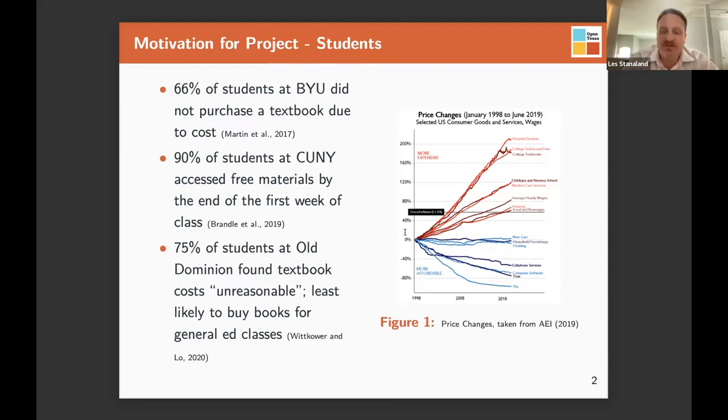So you can see some of the statistics there, and these aren't even community colleges. These could be private universities or other public universities where students are being asked by researchers, how do you feel about textbooks? And the data is quite clear. They're either not purchasing the textbook, they're dropping the class, or they consider it to simply be an unreasonable use of their very scarce resources to buy books that they don't feel they will ever use again. And so we know why OER makes sense for students.